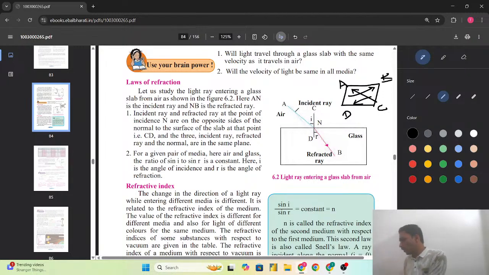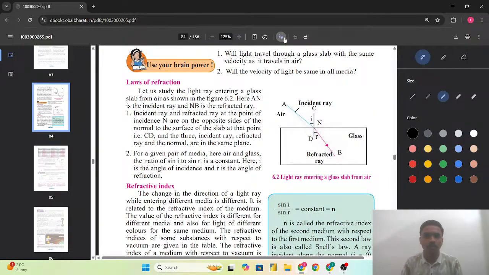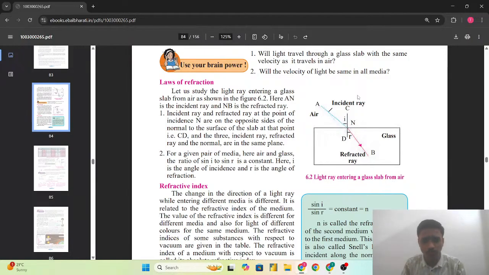So what is a plane? Suppose there are different objects present here. Suppose there are different rays, and when these rays are present on one particular bounded surface, we can say that they are in the same plane. So this is the plane concept. From this we can say that the incident ray, the refracted ray, and the normal are in the same plane.